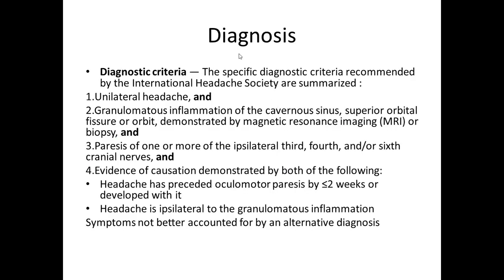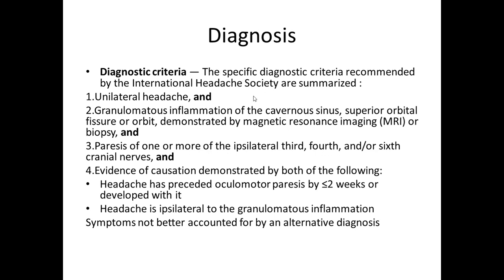So how to diagnose Tolosa-Hunt syndrome? Unilateral headache is the first symptom which will appear. It may last for up to 30 days. And thereafter, there is appearance of cranial nerve palsies. And this headache is mainly in the retroorbital region.